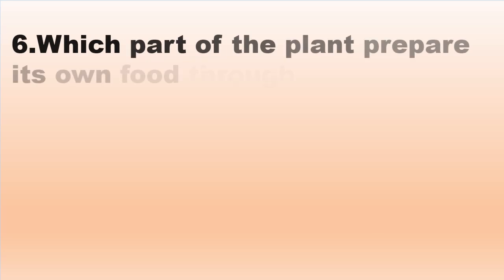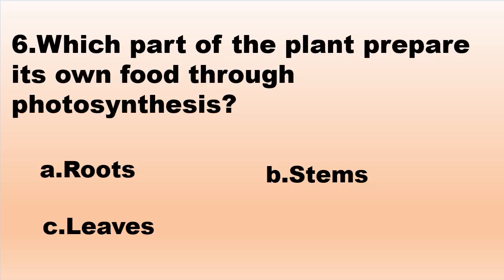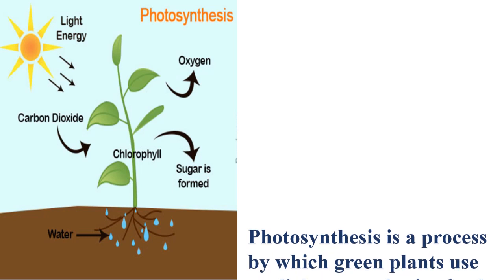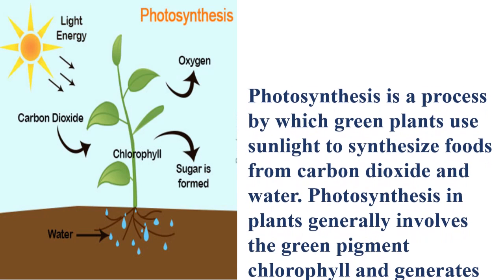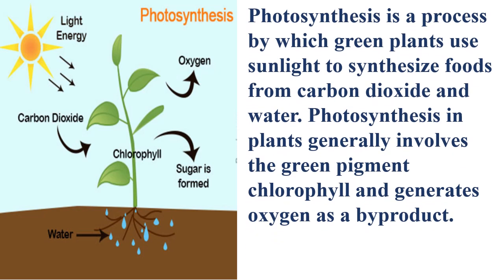Which part of the plant prepares its own food through photosynthesis? Roots, stems, leaves, flowers. Leaves. Photosynthesis is a process by which green plants use sunlight to synthesize foods from carbon dioxide and water. Photosynthesis in plants generally involves the green pigment chlorophyll and generates oxygen as a byproduct.